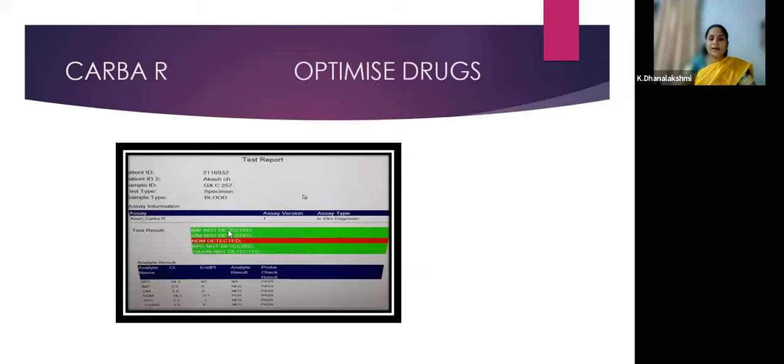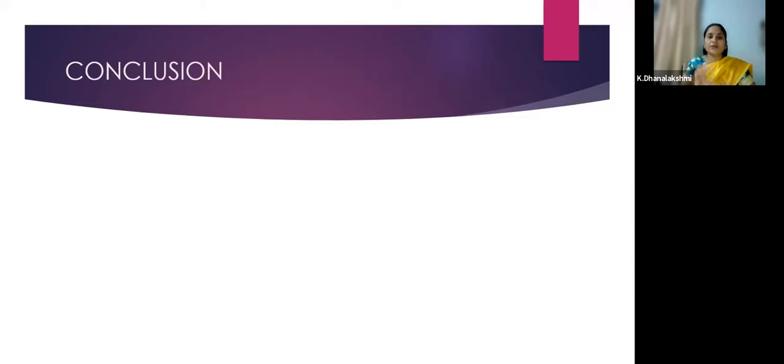Then we did a CARBA-R test. CARBA-R is a molecular diagnostic test which can detect the carbapenem resistant genes. Here NDM, that is New Delhi metallo-beta-lactamase, is detected. So we can start ceftazidime-avibactam plus aztreonam, which is going to completely clear off the bacteremia. This is how we have to apply this CARBA-R test.